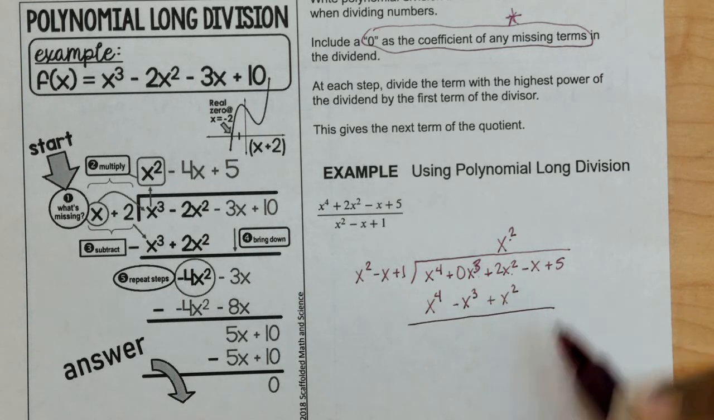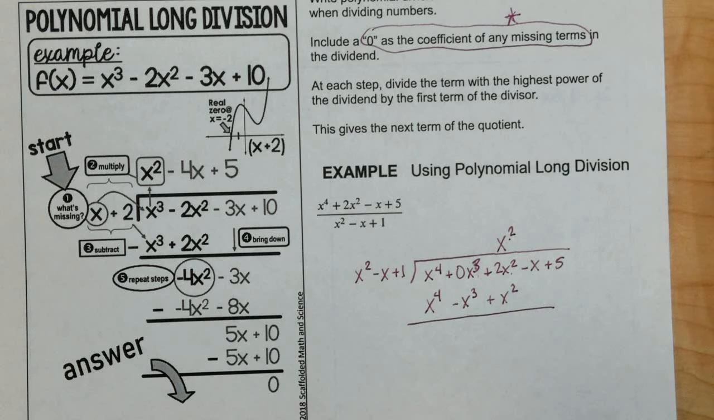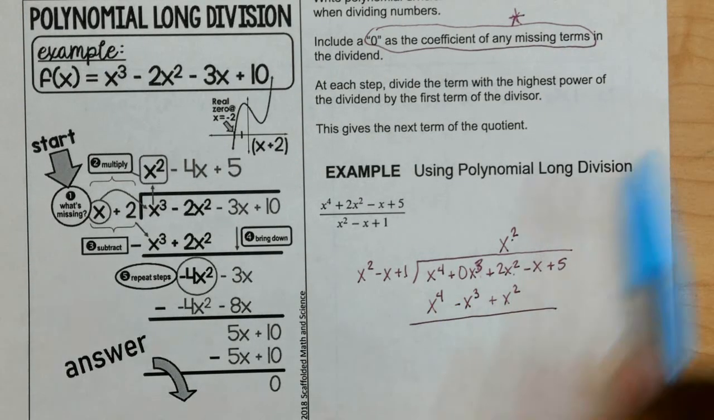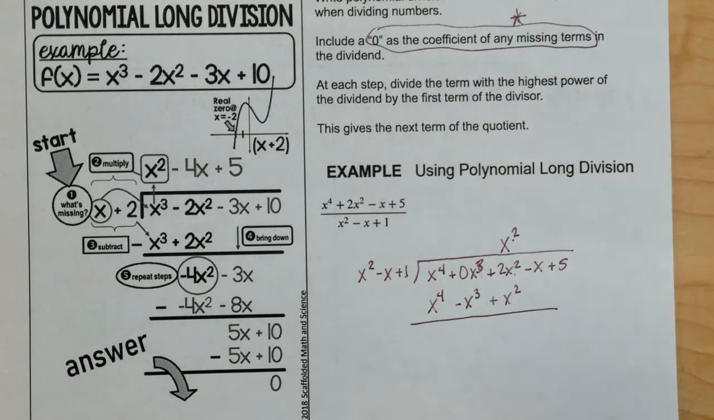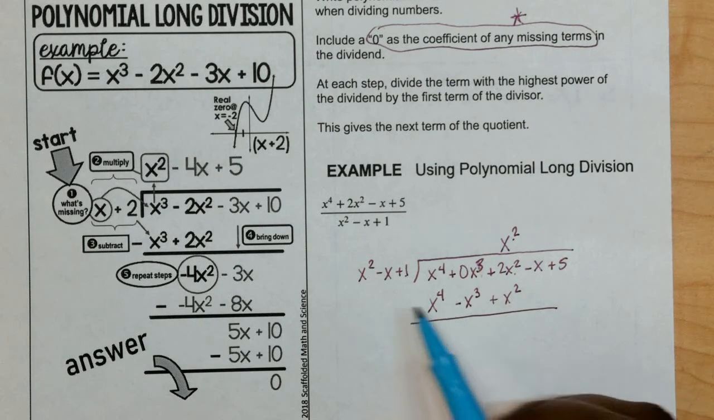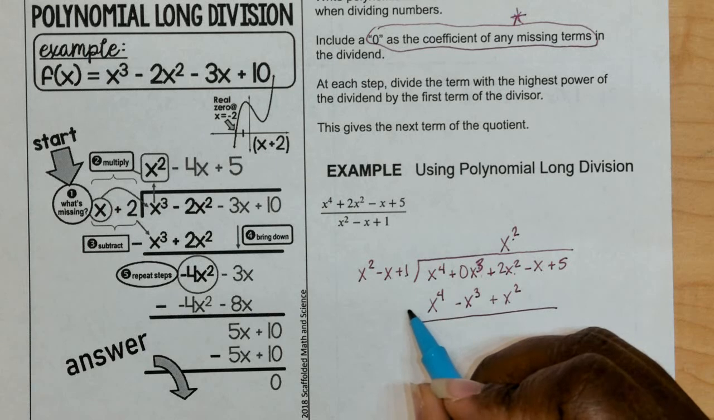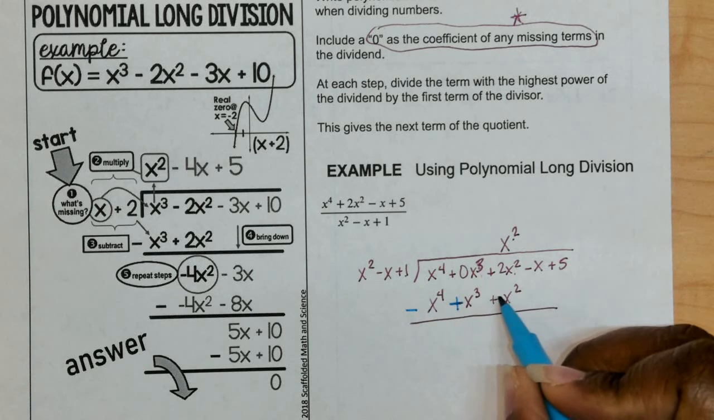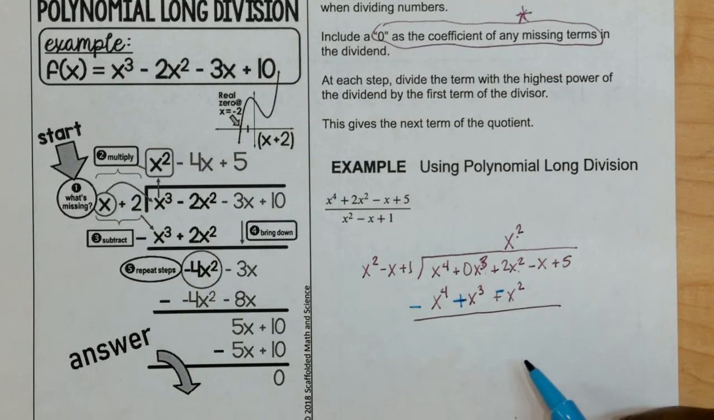Alright? Now, in the sequence, our next step is to subtract. So that means that all of my signs in here are going to change. Okay? So if we are subtracting, putting a minus around this whole thing, all those signs are going to change. So this becomes a minus, this becomes a plus, and this becomes a minus.